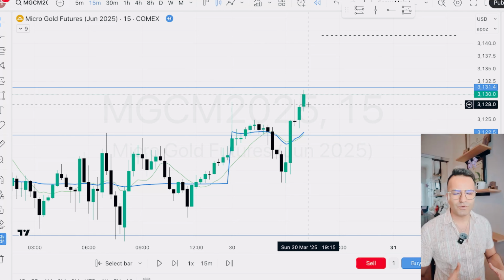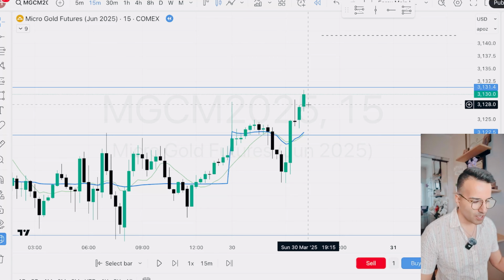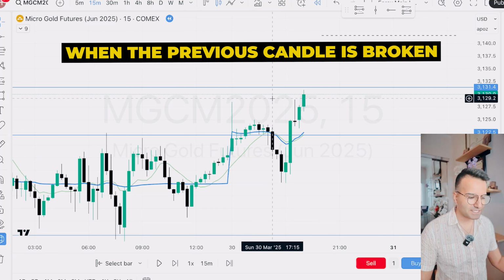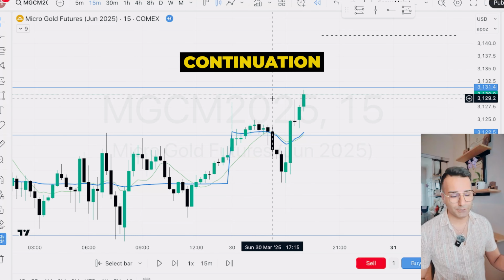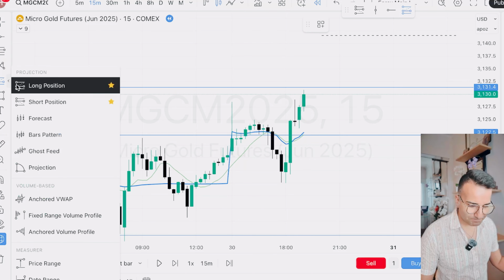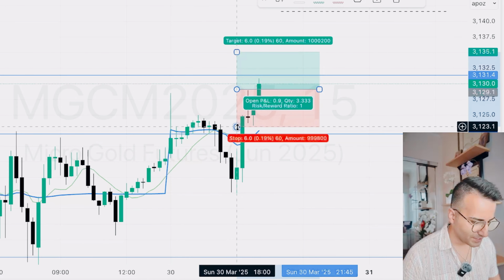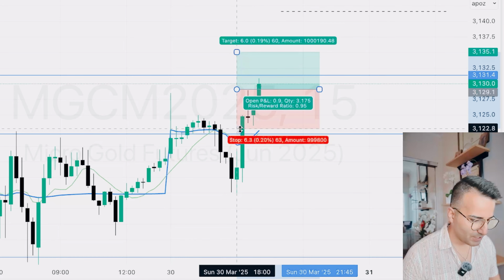And for me, I always like to get in on the break of structure, which means that I want to get in when the previous candle is broken. That shows me that there's a high likelihood of continuation. So then that's where I came in here, and I entered right over here. I set my stop loss right below the previous one.